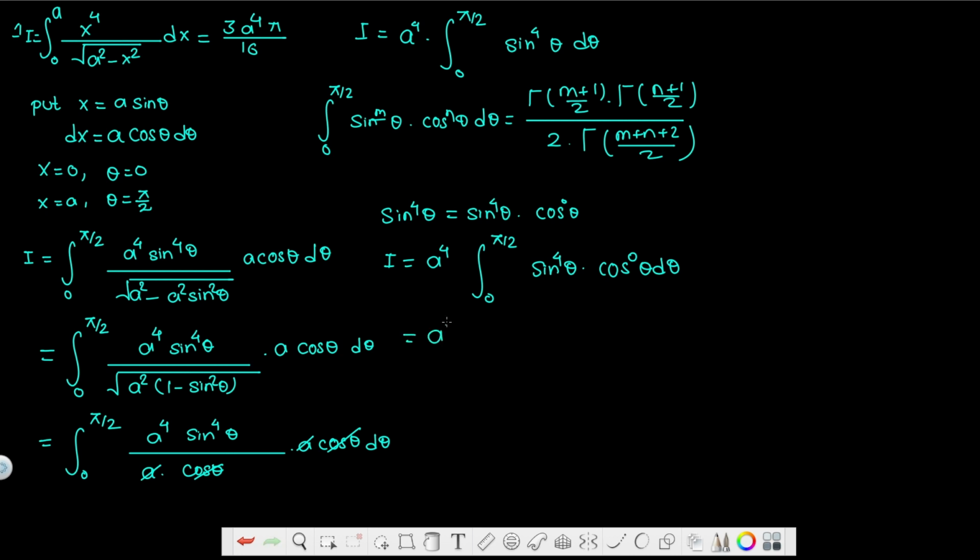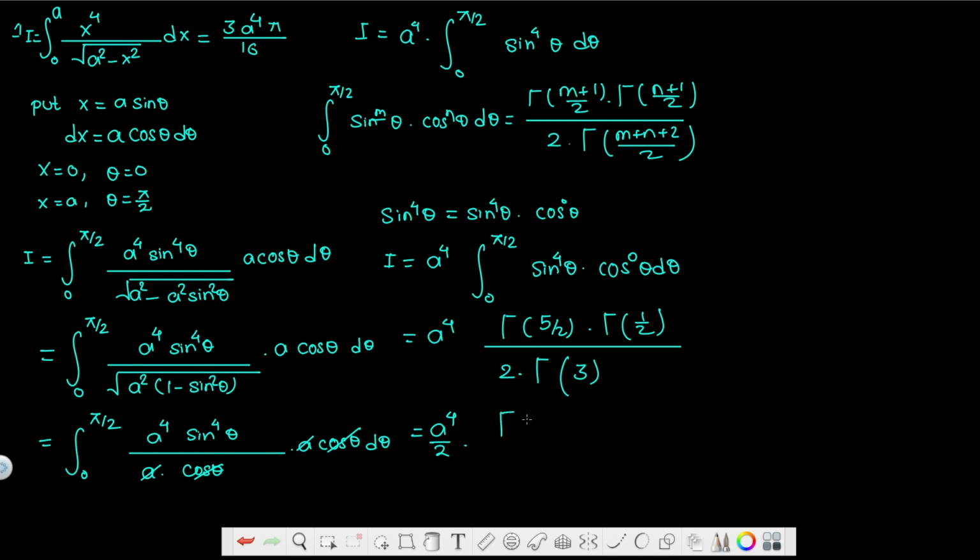So this equals a^4. Now gamma((4+1)/2) is gamma(5/2), times gamma of... we have n equals 0 here, so (0+1)/2 is 1/2, over 2 times gamma of... m is 4, 4 plus 0 plus 2 will be 6, and 6 over 2 will be 3. So a^4 over 2. Previously we learned how to evaluate this type of problem.